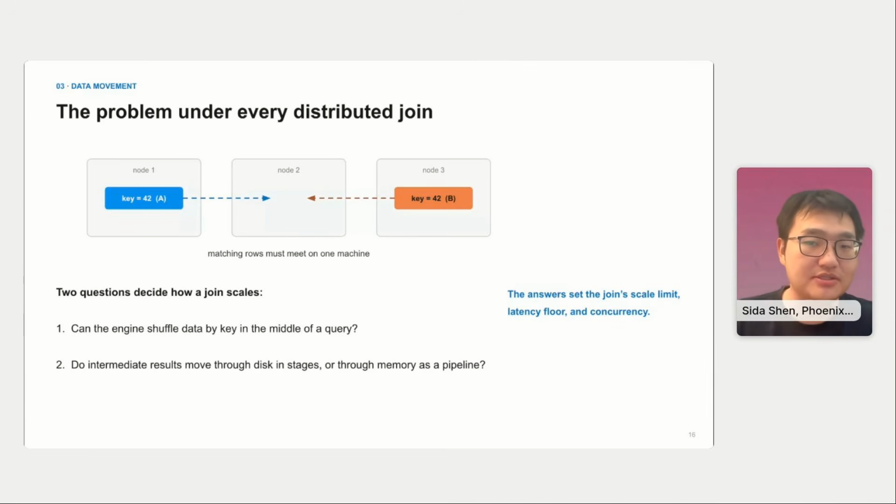So does your engine support data shuffling? That's the first question. The second is: is it optimized for speed, or is it optimized for long running jobs that run for hours? Do the intermediate results persist to disk, or do they move through memory? These are the two questions you need to look at when you want to find an engine that is optimized for joins, can scale horizontally, and is optimized for low latency instead of long running batch jobs.